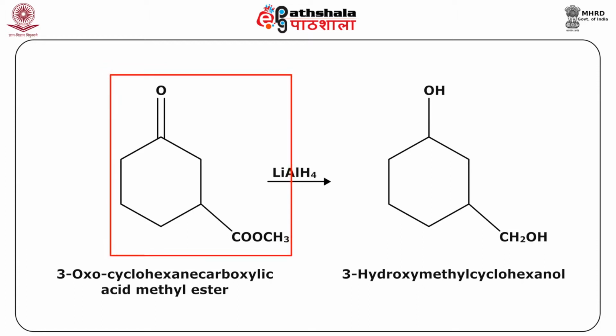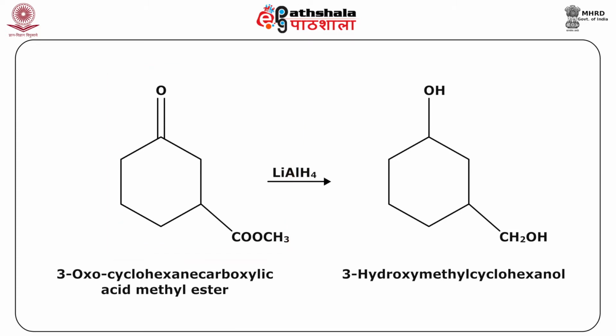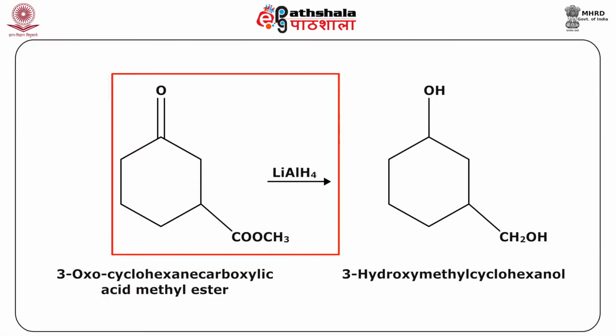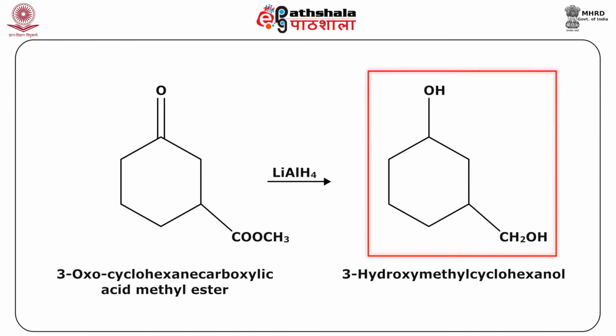3-oxocyclohexane carboxylic acid methyl ester 6 undergoes the reduction with lithium aluminium hydride to 3-hydroxy methyl cyclohexanol represented by the structure 7. If we want to go for the selective reduction, then the role of protection and deprotection comes. As can be seen from the given reaction, the reduction of 3-oxocyclohexane carboxylic acid methyl ester with lithium aluminium hydride gives 3-hydroxy methyl cyclohexanol, that is the ester group gets reduced.